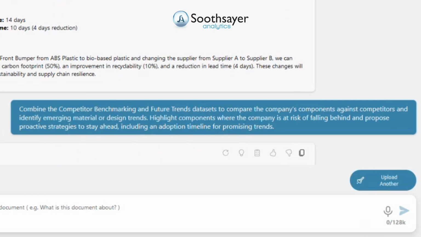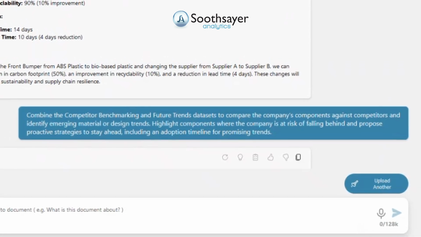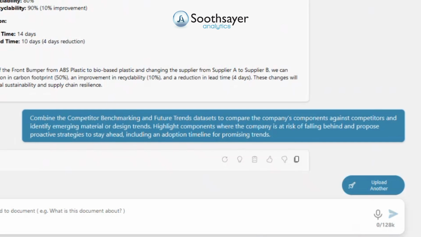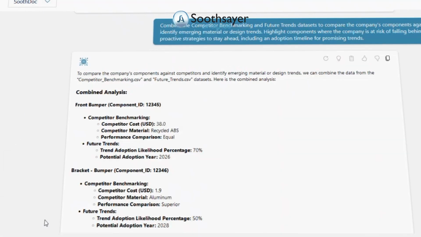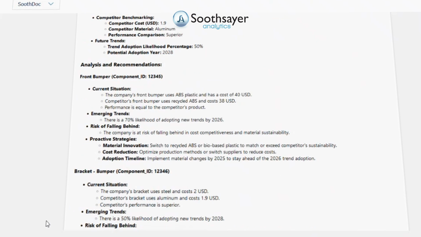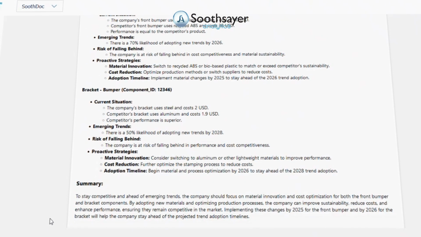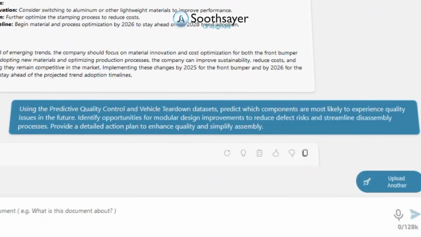Now, by combining the competitor benchmarking and future trends datasets, let us compare the company's components against competitors and identify emerging material or design trends. It highlights components where the company is at risk of falling behind and proposes proactive strategies to stay ahead, including an adoption timeline for promising trends.